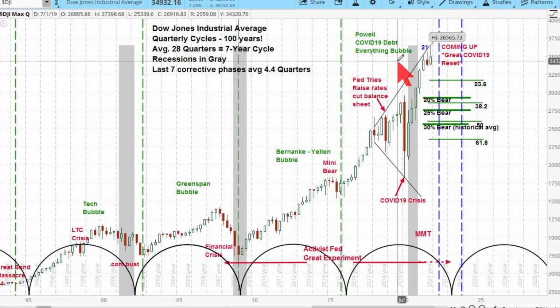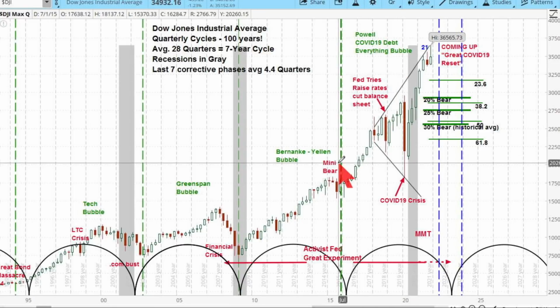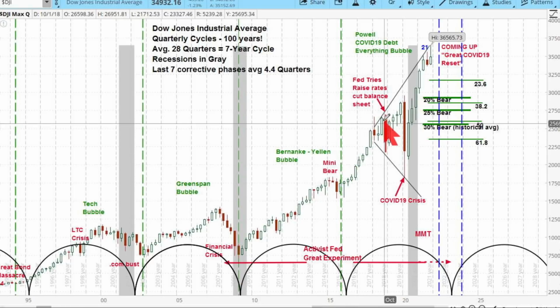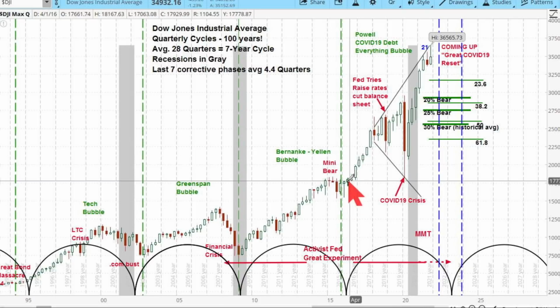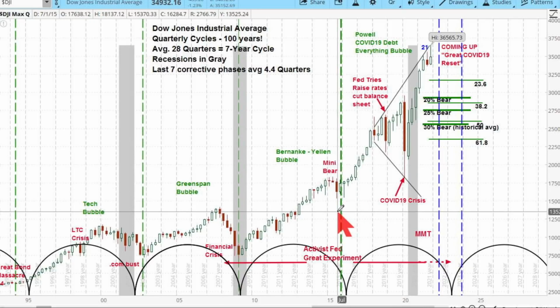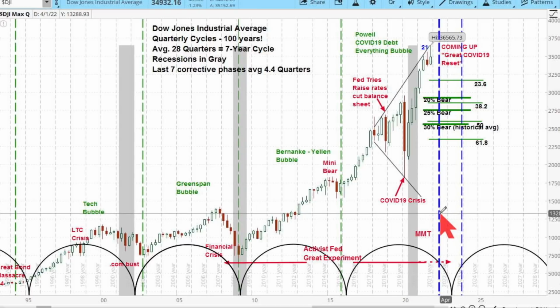COVID-19 debt everything bubble. And the Fed, right over here, you could see that's where they tried to raise rates, where you got that dip. And here is the COVID crisis there. But the cycle bottom was over here, when you look at that way back in 2015. And here, between these two vertical lines, is where the next cycle bottom is.